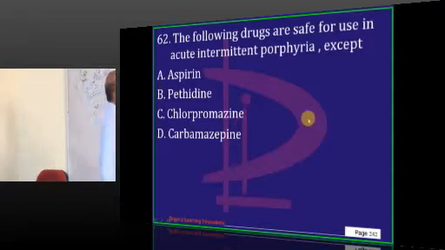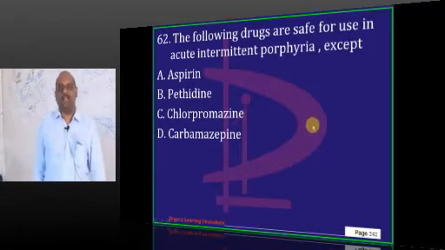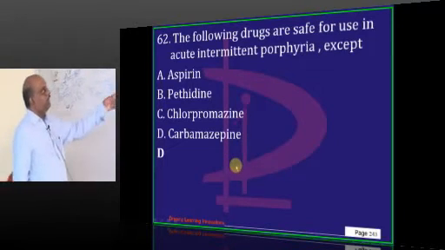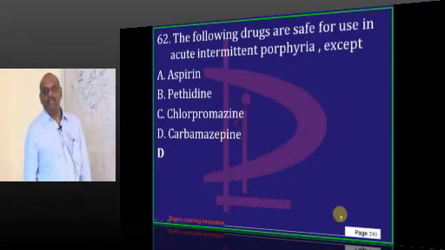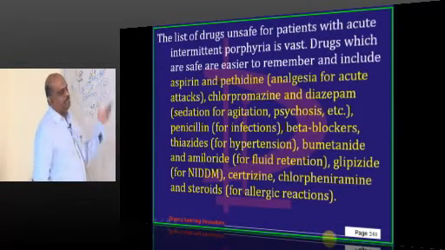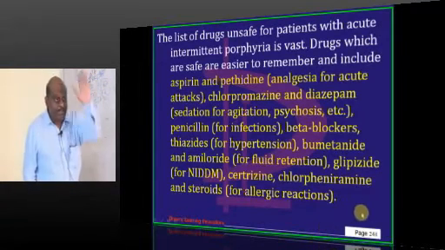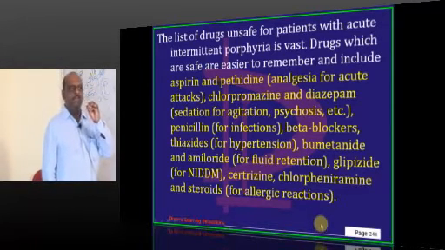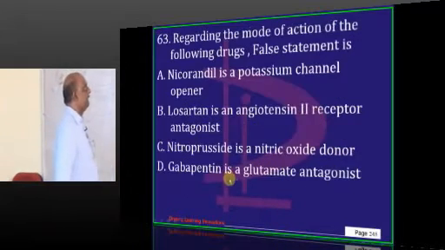Then, once more, porphyria: givable and non-givable drugs, another list. Carbamazepine is not safe, but aspirin, pethidine, chlorpromazine are safe, there is a huge list. At least 5-6 such lists. Don't write all those things given in the book. 4-5 definitely will be asked, you keep them and if it comes you answer.